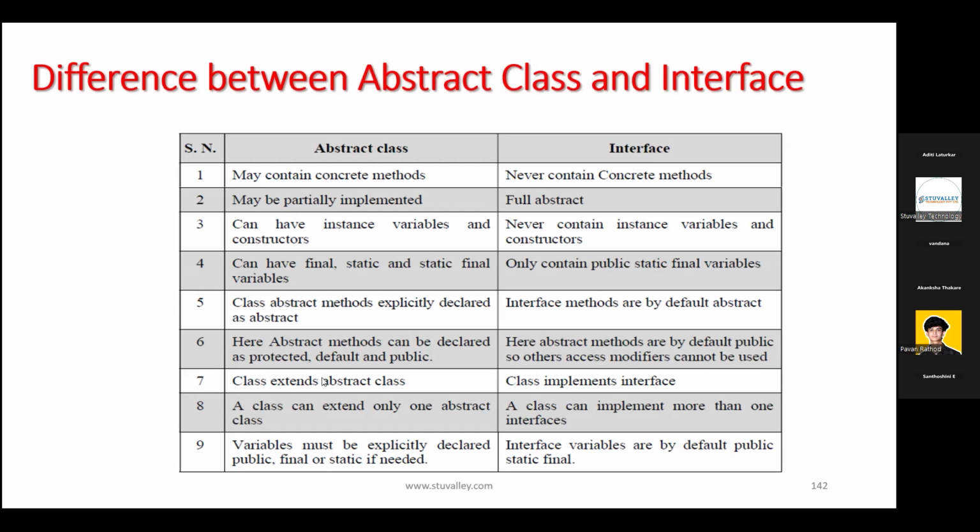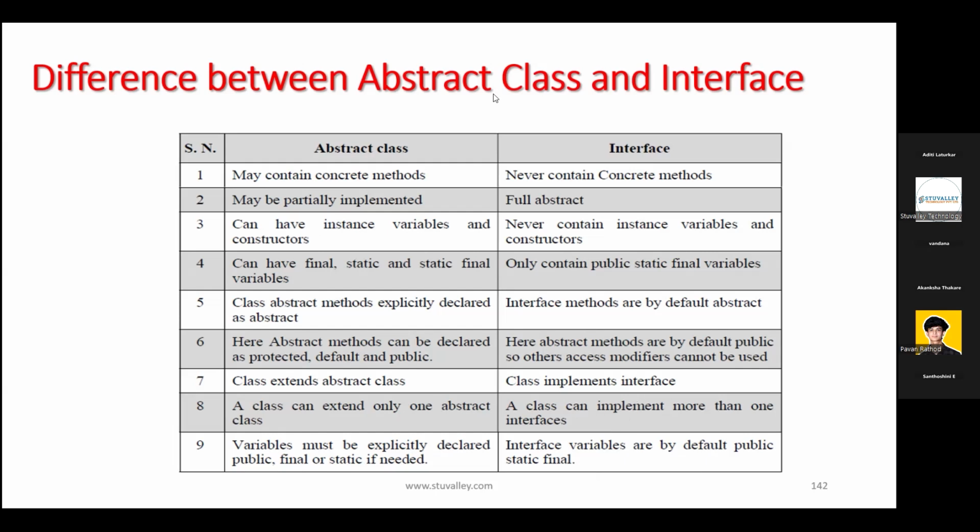Okay. Then a class extends an abstract class. Any class can extend an abstract class, and a class implements an interface. A class can implement multiple interfaces. A class can extend only one abstract class because single inheritance is possible through classes and multiple inheritance is possible through interfaces. So a class can implement more than one interface. Variables must be explicitly declared public, final, or static if needed. Interface variables are by default public, static, final. Okay, these are a few differences between abstract class and interface.